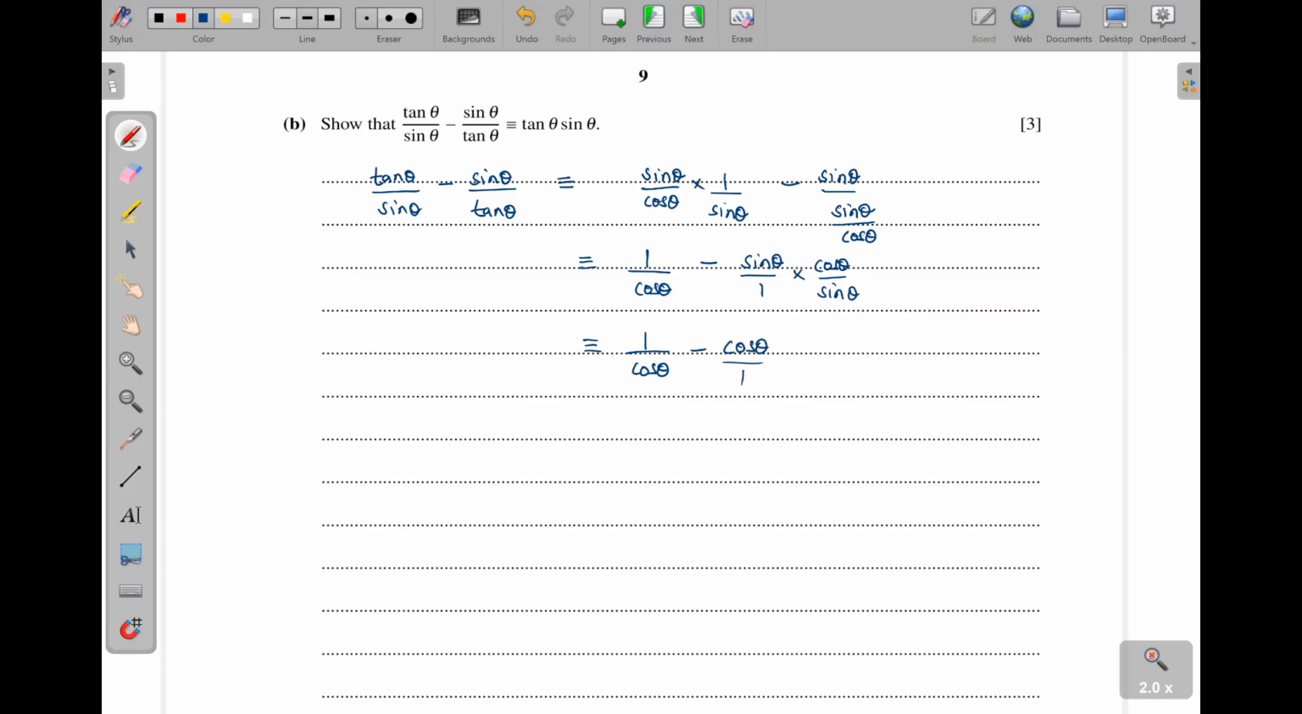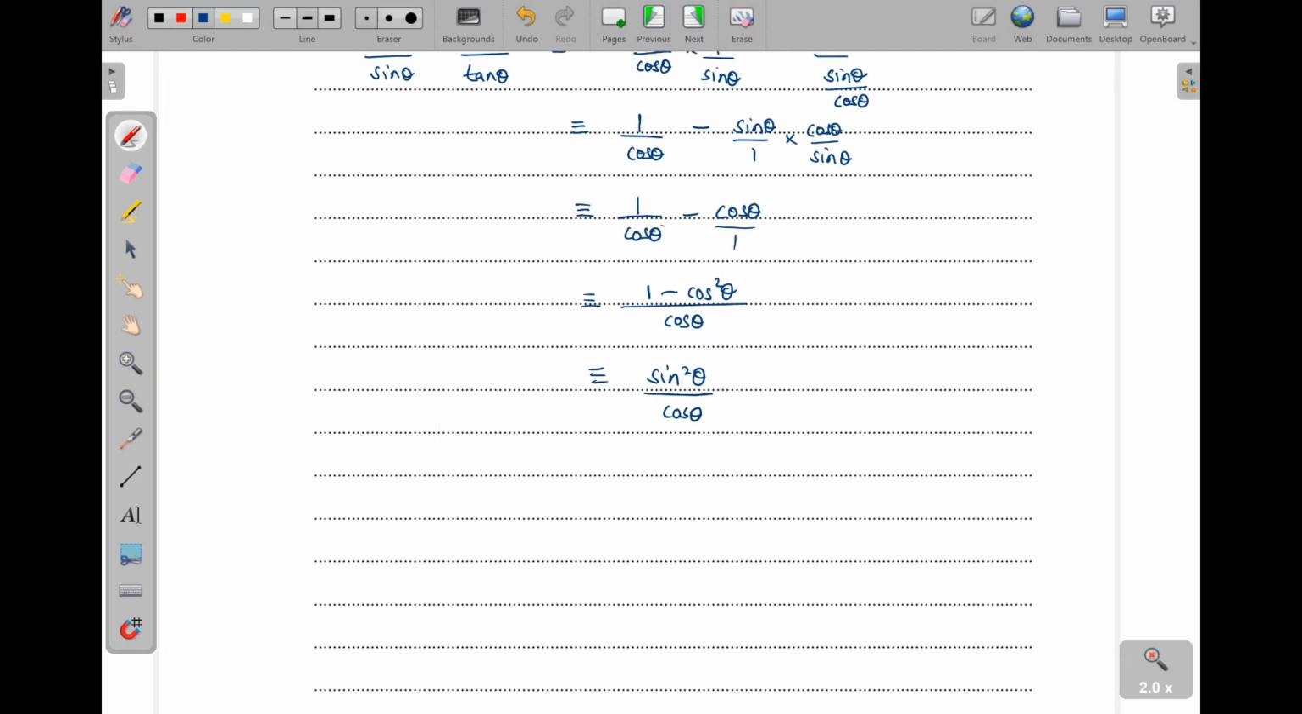The LCM of cos theta and 1 is cos theta. So I'll have cosine of theta divided by the cosine of theta, you will get a 1, then minus cos theta divided by 1, you get cos theta, then times cos theta, you will get cos squared theta. This one here is the same as sine squared theta, then over cosine of theta.